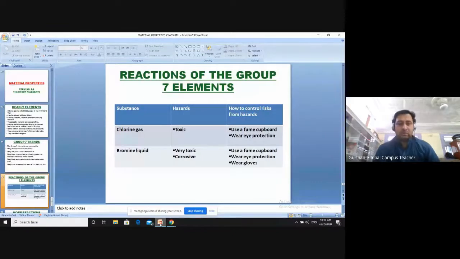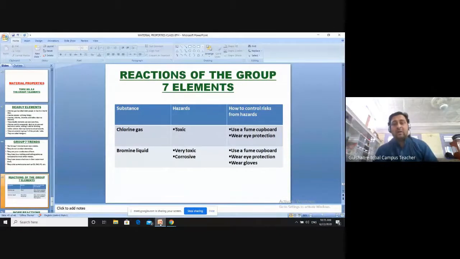So for certain kinds of reactions which we do in the laboratory, we have to take care with these elements, because they are very toxic and dangerous, and they can affect your body and your health as well. So while you handle these things, you are supposed to take a lot of care. For example, you handle chlorine, bromine, iodine, or fluorine.